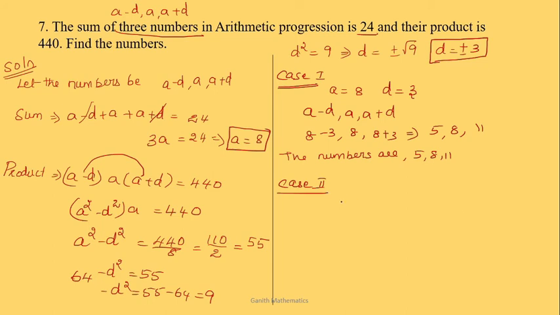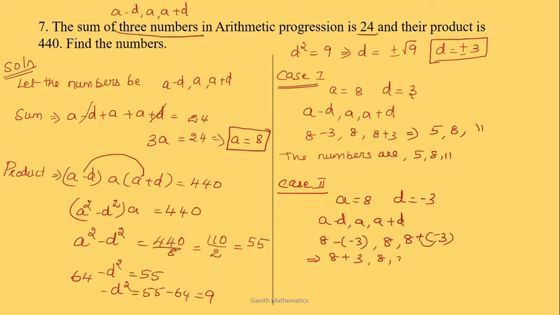Next we are going to see case 2. What is your A? Your A is 8. What is your D? This D is minus 3. So we know the terms are A minus D, A, A plus D. So the terms are 8 minus of minus 3, which will be plus, so 8 plus 3, and 8, and plus into minus will be minus, so 8 minus 3. This will lead you to 11, 8, 5.